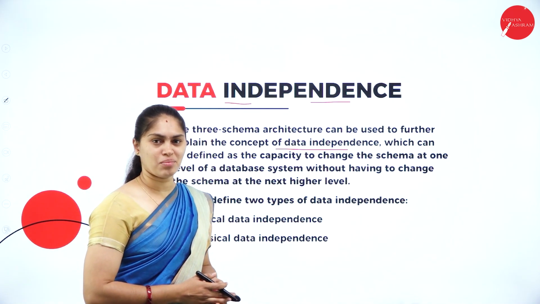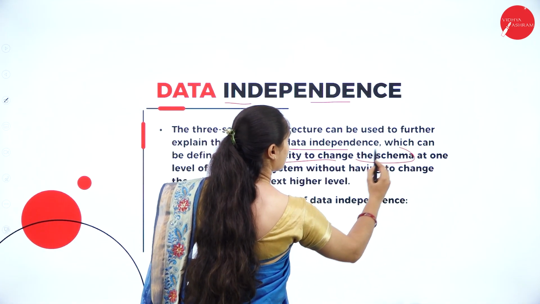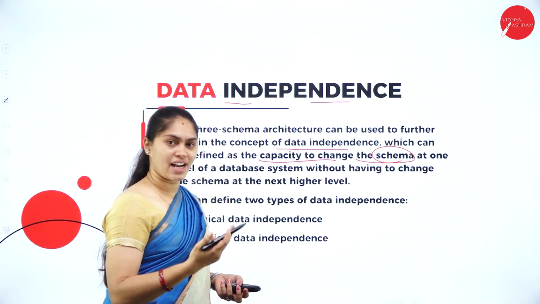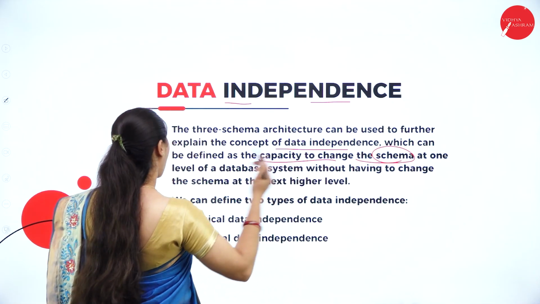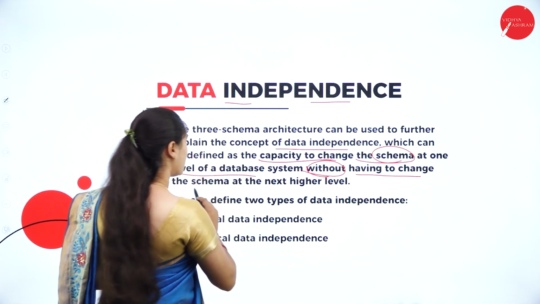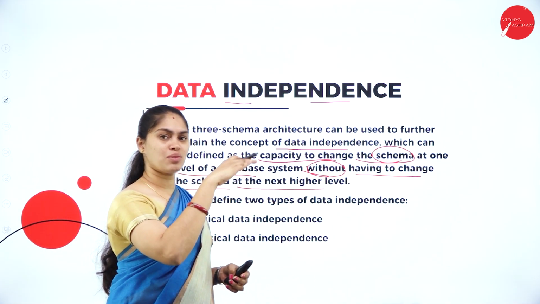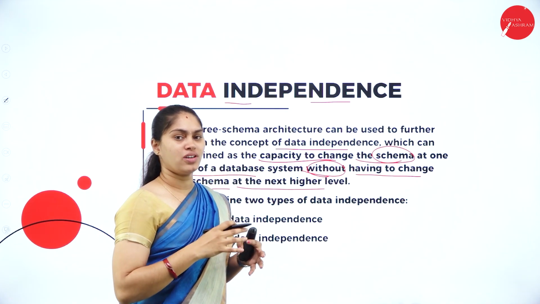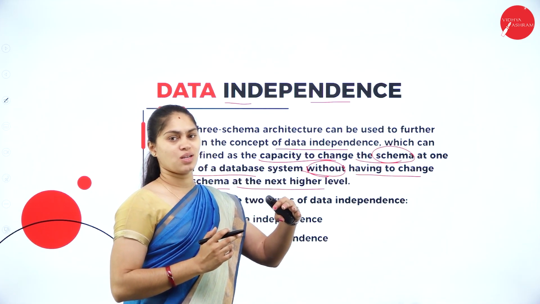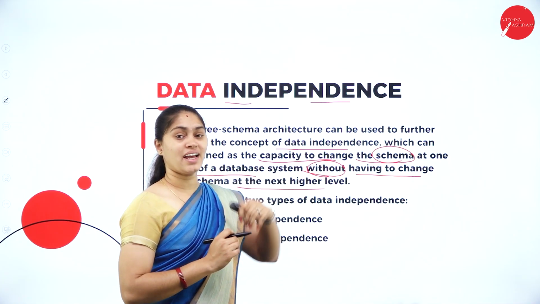Then what is data independence all about? You can see here, it is the capacity to change the schema. So we are changing a schema, that means the description of a database. We are making a change at one level of a database system without having to change the schema at the next higher level. We have a low level, conceptual level, external level. If I want to change the low-level content, that should not affect the conceptual level. If you make changes in the conceptual level, that should not affect the external level.